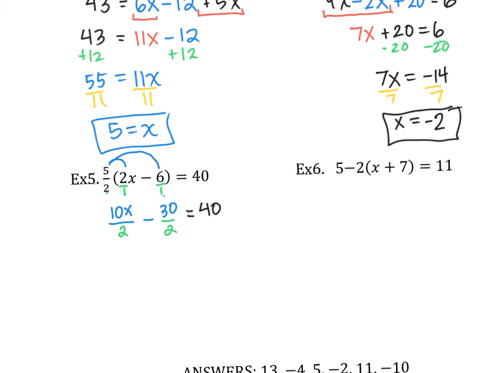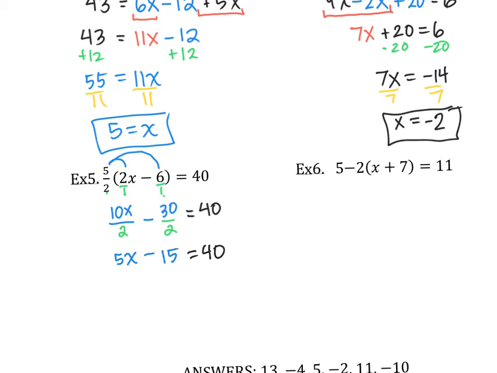Okay, now this looks really bad, but if I remember that fractions just mean divide, and if I can divide it, the fractions will go away. I'm going to try. Okay, if I do 10x divided by 2, 10 divided by 2 is 5, and I'll keep an x on it. That looks a lot better. Okay, 30 divided by 2 is 15. Perfect. Okay, let me bring down the equals and the 40.